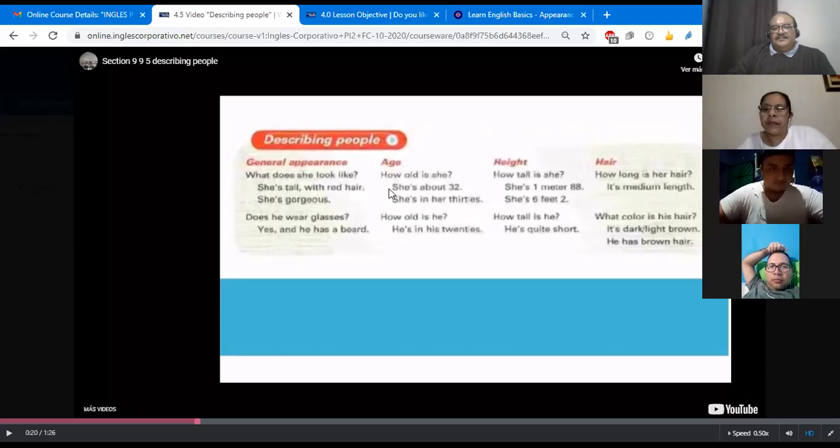When you talk about the age, you can say, how old is she? She's about 32, okay? If you have that idea that she could be around that age, or she's in her 30s, right? When you see a person, for example, when I see Manuel Alberto, I think that he's in his 20s, okay? He's very young. Manuel Alberto, you are in your 20s, right? Yes, teacher. You are in your 20s. Okay, good. No. I am in my 30s.